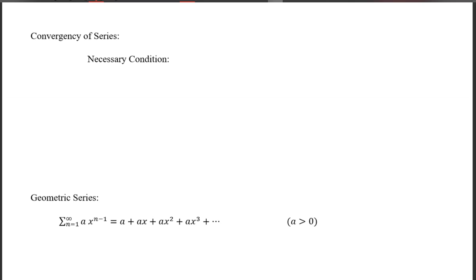Okay, so for this we will first study the necessary condition for convergence of a series. So suppose we have a series summation un, n is equal to 1 to infinity. Okay, so un is the nth term. That means this is u1 plus u2, like this it will go. So what is the necessary condition?